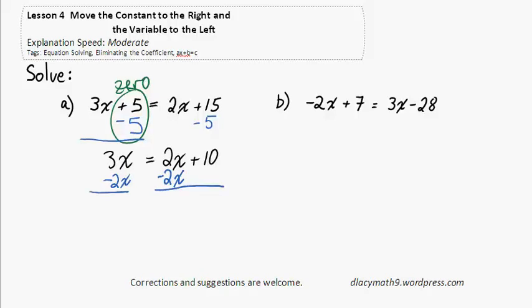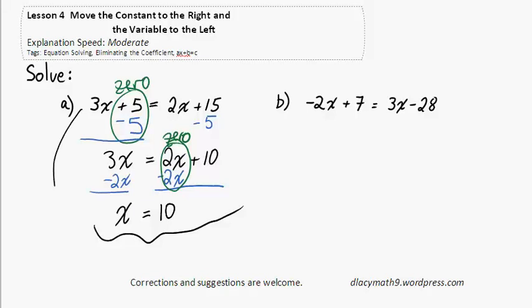I get 3x and negative 2x, which is just like 3 minus 2 x, giving us 1x, which I'll just write as x. The right-hand side becomes a 0 here and leaves positive 10. So my answer is 10. Now I can actually check that this is correct.